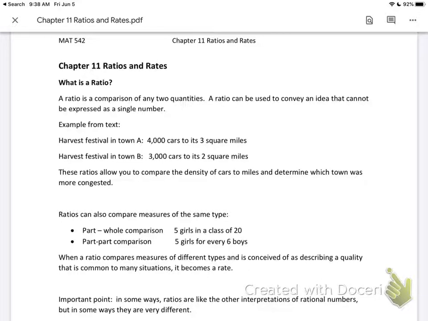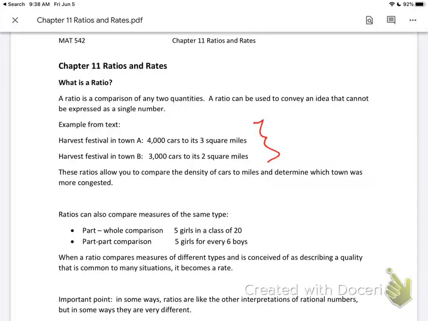Okay, in this video we're going to go over Chapter 11, Ratios and Rates. So what is a ratio? A ratio is a comparison of any two quantities. Okay, a ratio can be used to convey an idea that cannot be expressed as a single number. For example, this harvest example tells you about density.